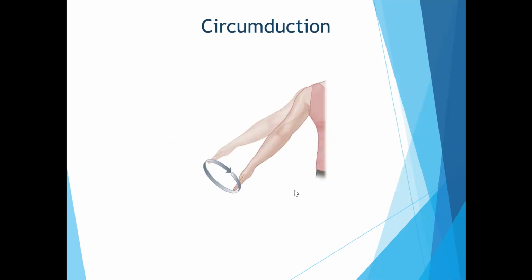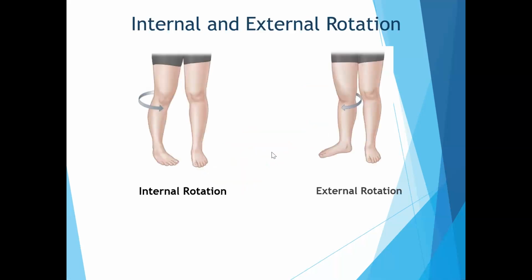Okay, circumduction is basically making a circle. So the only joints that can really do this are our ball and socket joints. And I guess some of the saddle joints can do something similar to a circumduction. So that's just that circular movement. Okay, internal and external rotation. Internal rotation is turning in towards the midline, while external rotation is rotating out away from the midline.